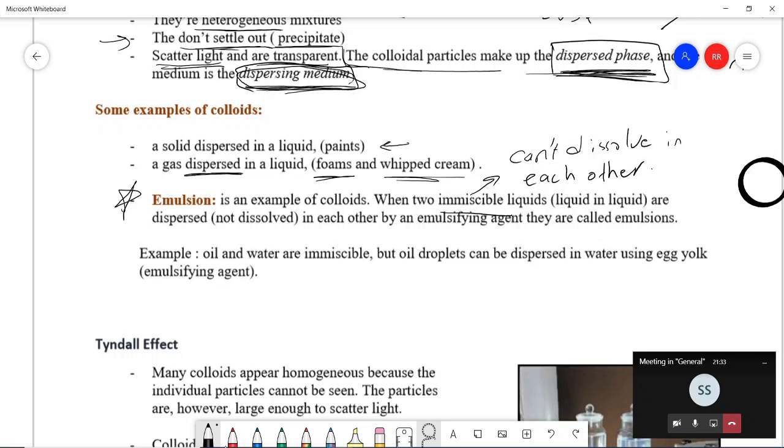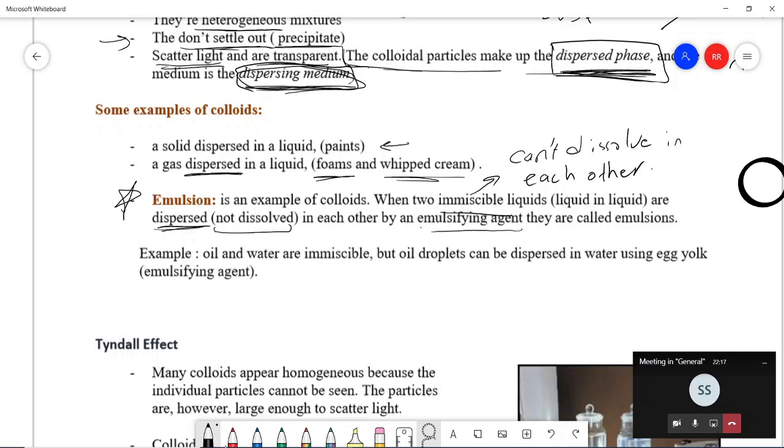So when two immiscible liquids are dispersed, see, dispersed, not dissolved, in each other by help of an emulsifying agent, they are called emulsion. Let me explain these two sentences. For example, you have two liquids. They cannot get mixed. They don't dissolve in each other. Then, by the help of something else, we can mix them together, but they don't dissolve in each other.